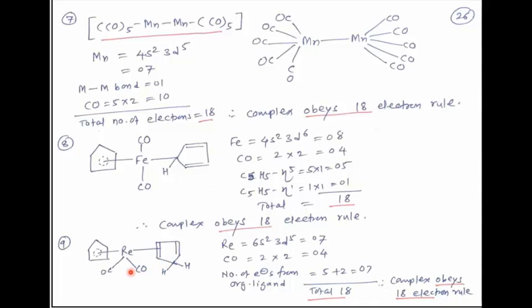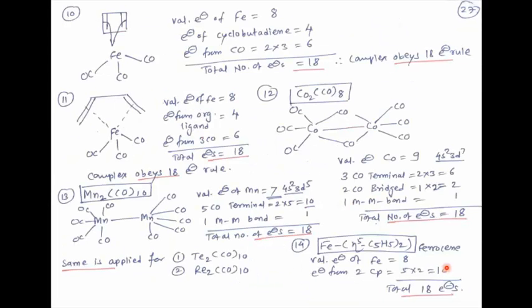Then see this ruthenium complex. In this complex, ruthenium configuration is 6s2 3d5, 7 electrons. 2 carbonyls are present, therefore 4 electrons, and the number of electrons from the organic ligands are 5 from the first ligand and 2 electrons from the second ligand. So in this way 7 electrons are donated by both ligands to ruthenium. So do the total, 7 plus 4 plus 7, it becomes 18. Hence the complex obeys the 18 electron rule.